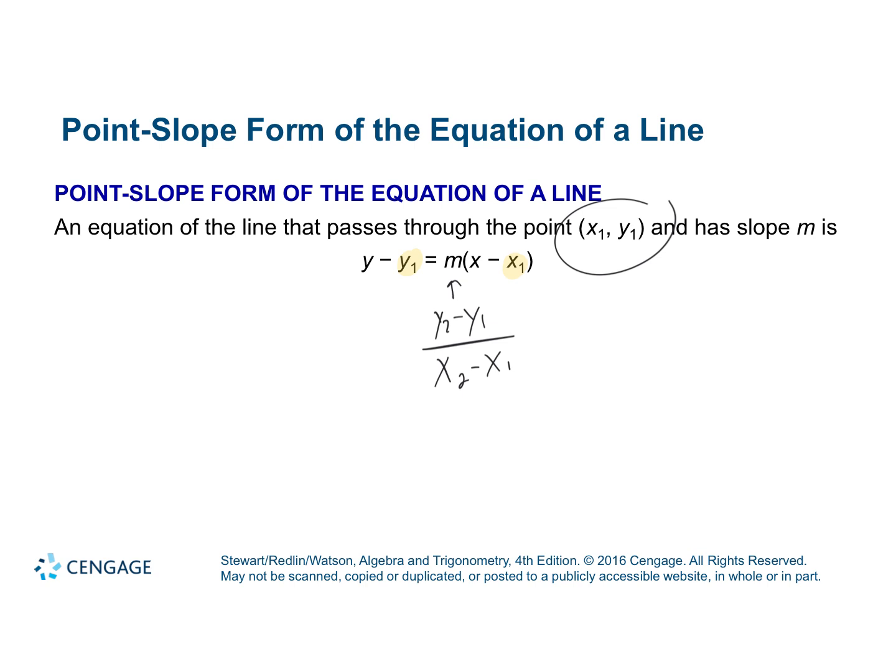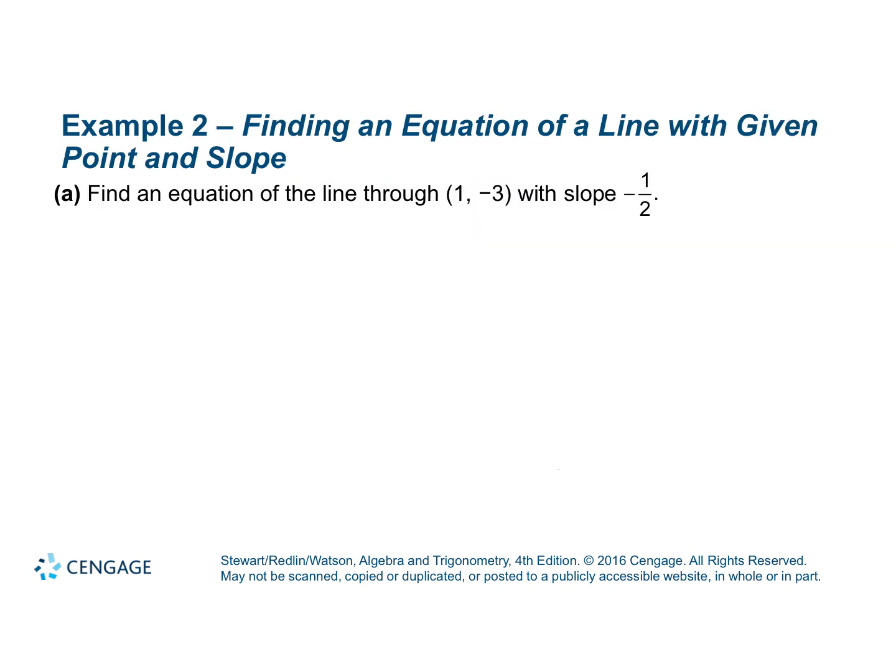Now that will be from an ordered pair. Just make sure that you choose the same x and y from the same ordered pair. So if the ordered pair is (2, 3), make sure you keep the 2 and 3. Don't choose another point for x1 and y1. Again, consistency would be the key to this type of problem. So for example 2, they want us finding an equation of a line with a given point and a slope.